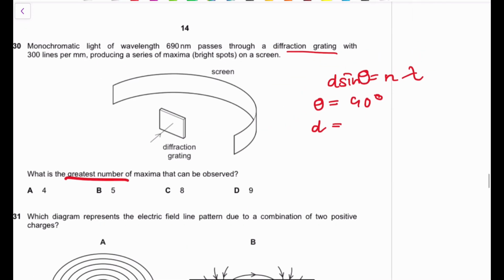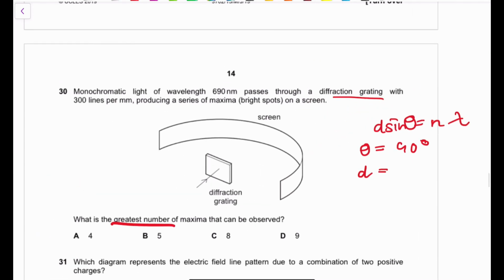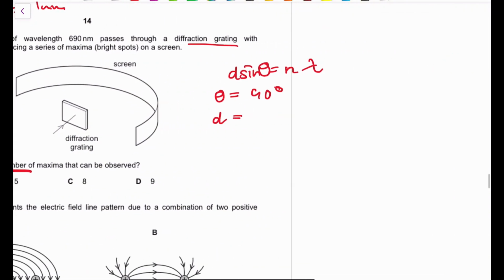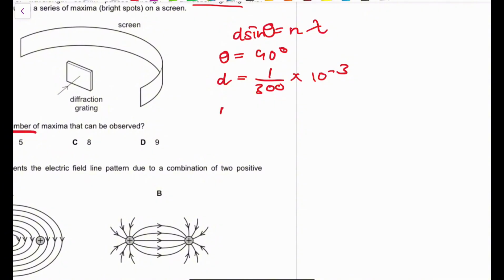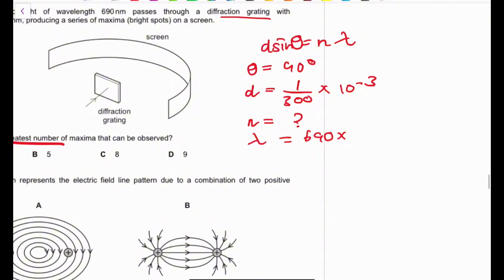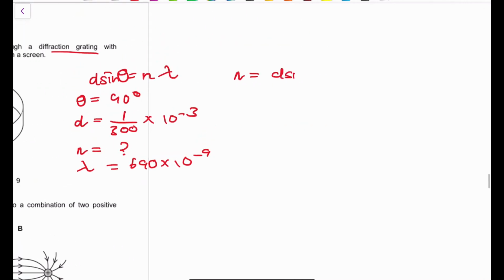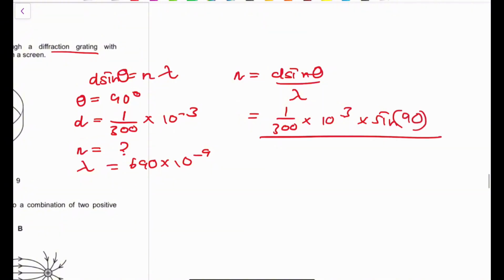Your value of d is going to be, if you have 300 lines in 1 millimeter, okay? So if 300 lines give you 1 millimeter, what about one line? How wide is one line? So it's going to be 1 over 300 times 1 millimeter, 10 to the power of negative 3. Very important. And the value of n, that's what we want to find. The value of lambda is 690 times 10 to the power of negative 9. So the value of n is going to be d sine theta divided by lambda, which is 1 over 300 times 10 to the power of negative 3 times sine 90, divided by lambda, which is 690 times 10 to the power of negative 9.